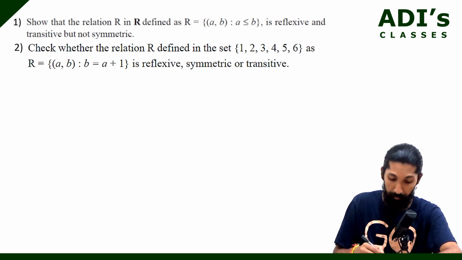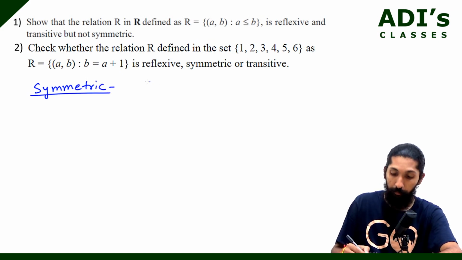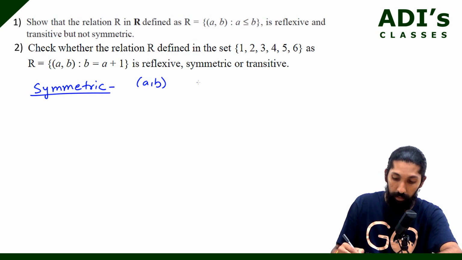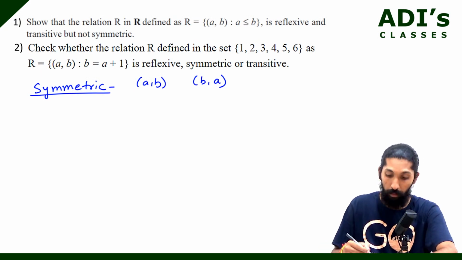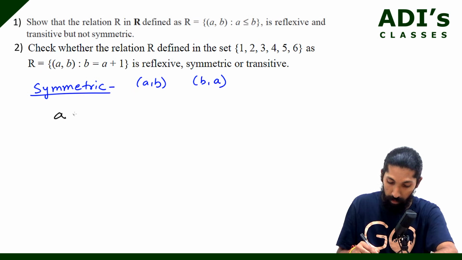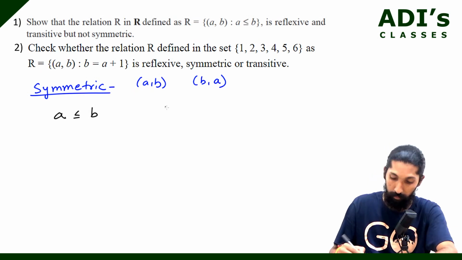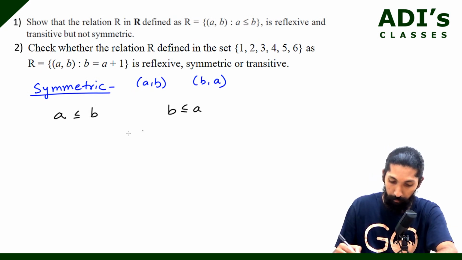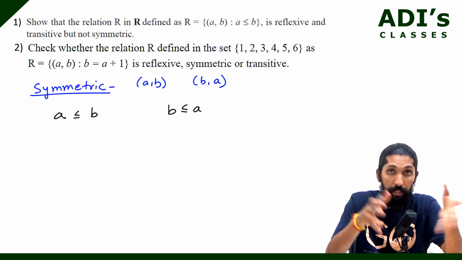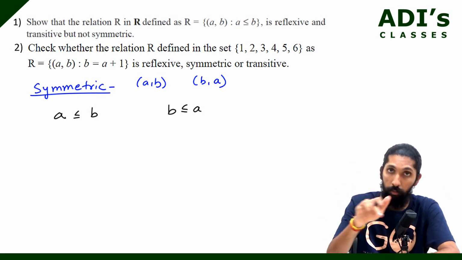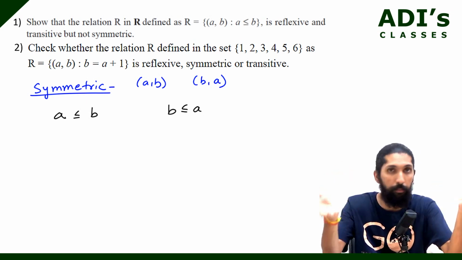All right. For the symmetric now, symmetric is what? If you have (a, b), then you also need to have (b, a), isn't it? This is basically symmetric. So when you have (a, b), that is a ≤ b, if we need to have (b, a), that is b ≤ a. See here, if a is less than b, can b be less than a? Is it possible? Equal to, yes. But is it possible that one is less and the other is greater? It's never possible, isn't it?